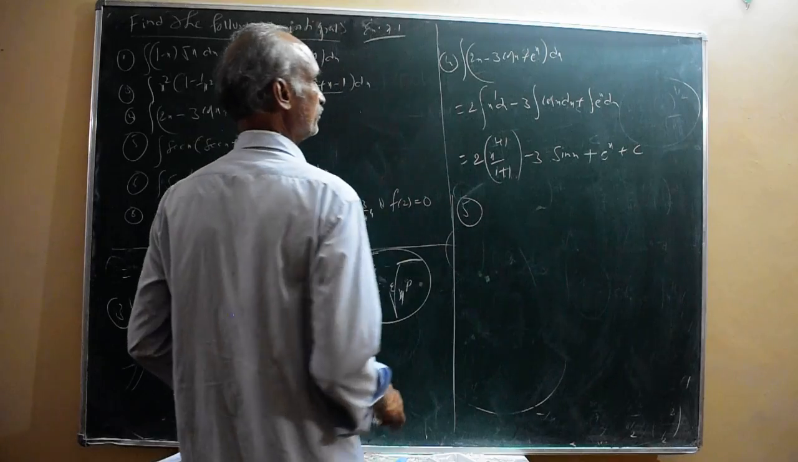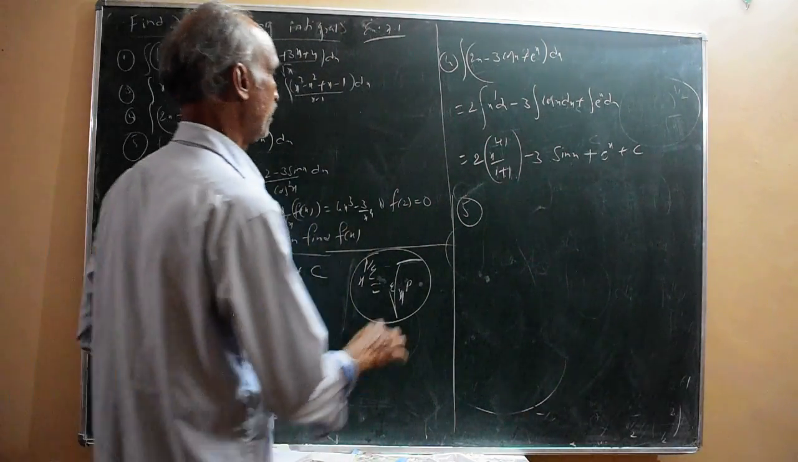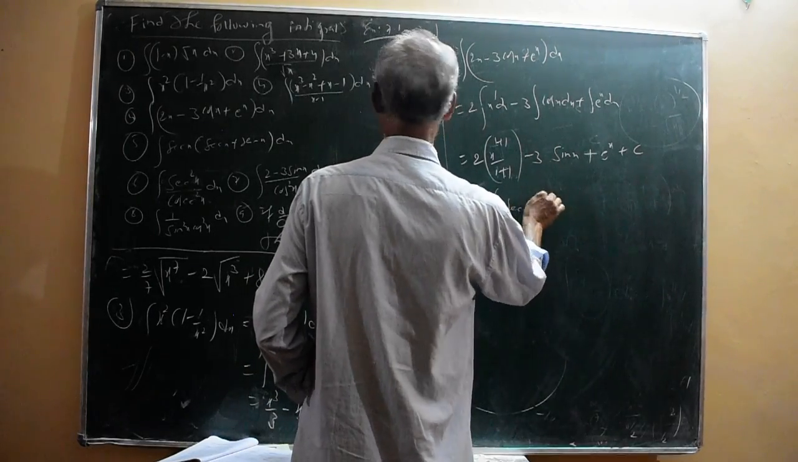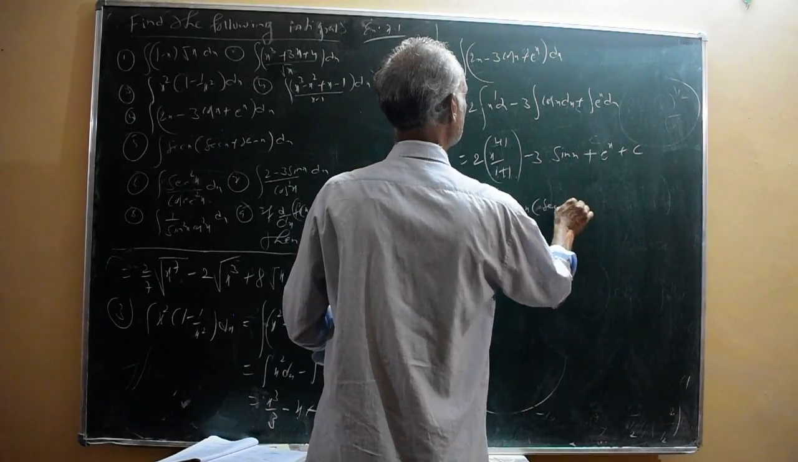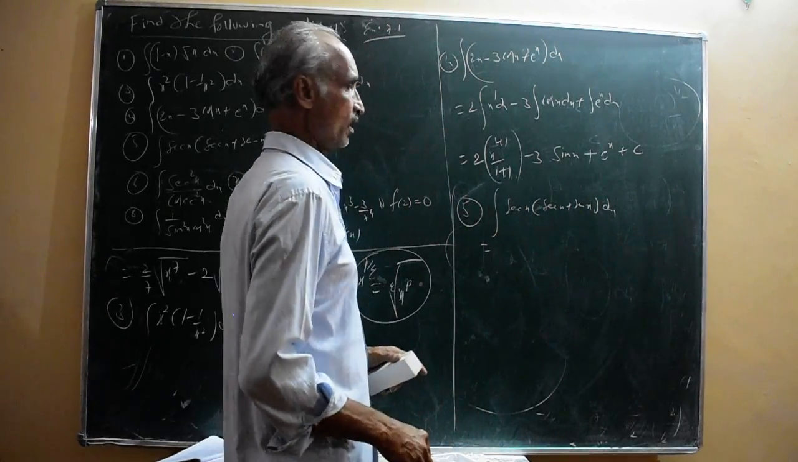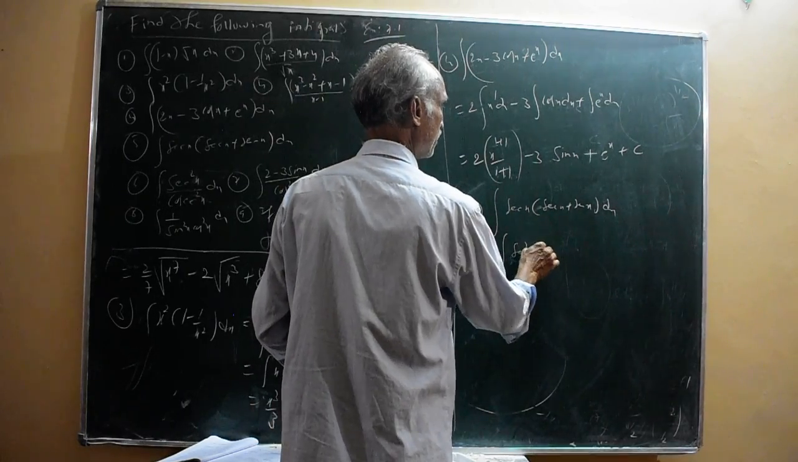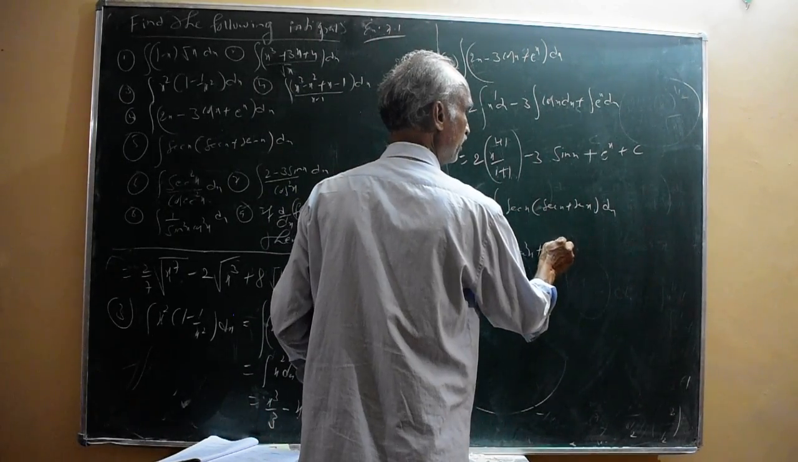Fifth: integration of sec x into sec x plus tan x. It is equal to, now sec x multiplied by sec x gives sec square x, plus sec x into tan x, it is sec x tan x.